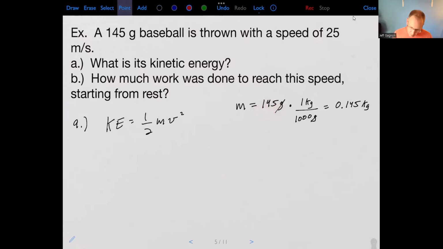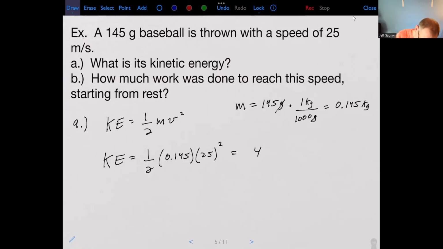We know the speed, it's 25. Now we know everything, so we can just plug in. Kinetic energy here is going to be 1/2 times 0.145 times 25 squared. Don't forget to square that speed. If you work this out, it's going to be about 45.3 joules. That will be the kinetic energy of the baseball.